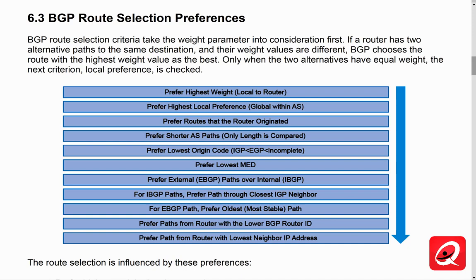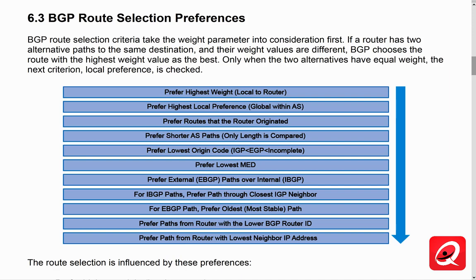We'll prefer eBGP paths over iBGP paths. That's the next step. That makes sense. Generally speaking, if I'm learning about a path through iBGP, I should most likely be using my IGP routing protocol to reach those destinations. We should not be relying on iBGP to reach those destinations. So external paths are going to be preferred over internal paths. Then we prefer the path with the lowest IGP metric to the next hop.